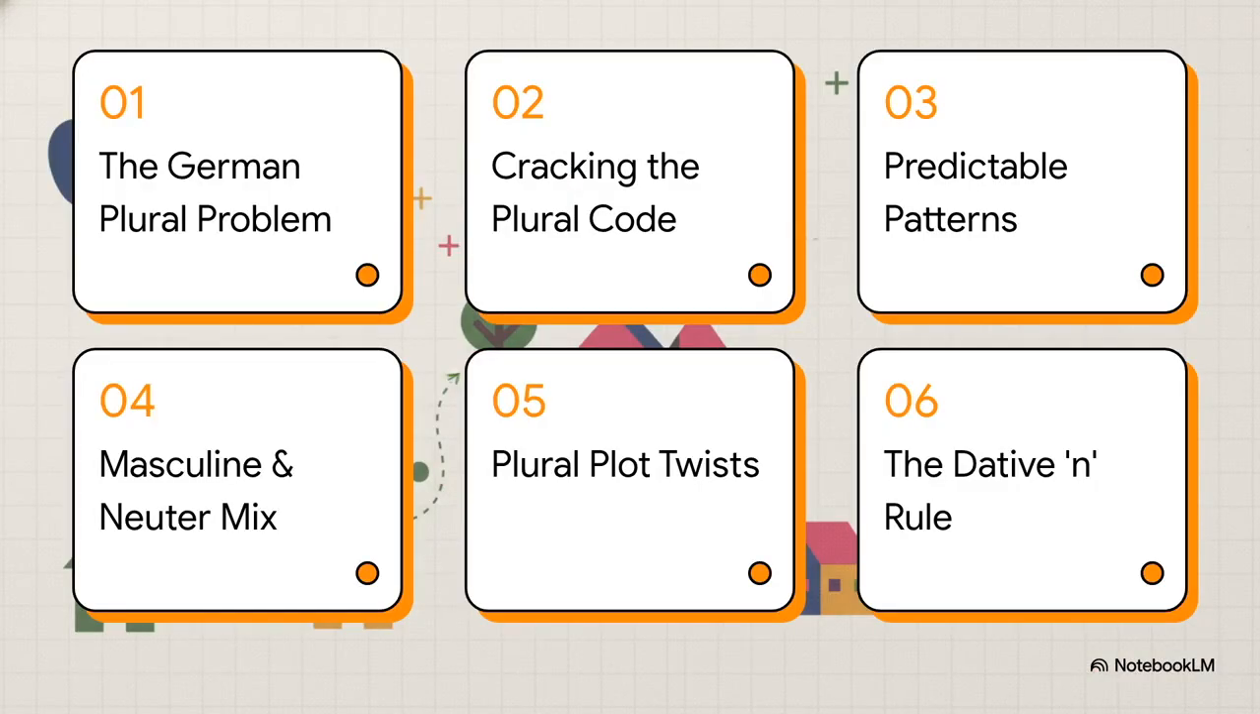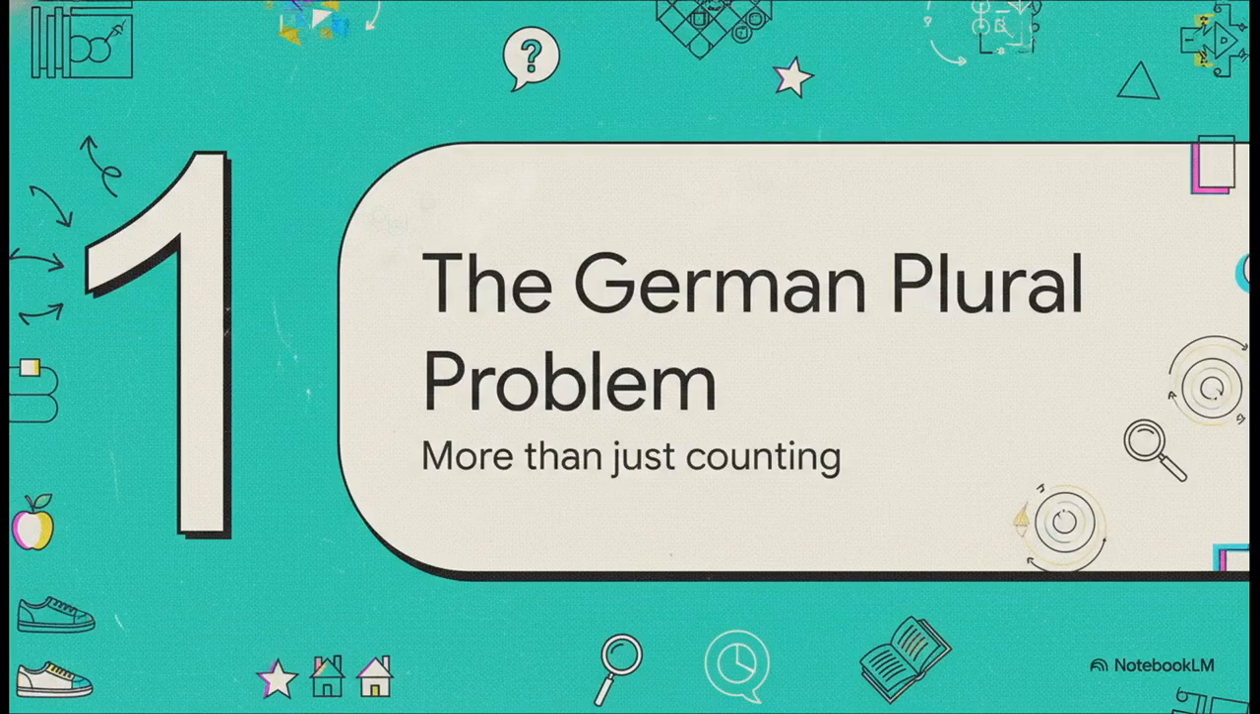So, here's our game plan. First, we'll get a grip on why the plural problem is even a thing. Then, we'll crack the code and lay out the system. We're going to start with the easy ones to build some momentum, then tackle the trickier stuff, look at a few fun plot twists, and wrap up with a golden rule that is a total game changer for your German grammar. All right, let's dive into section 1, the German plural problem.